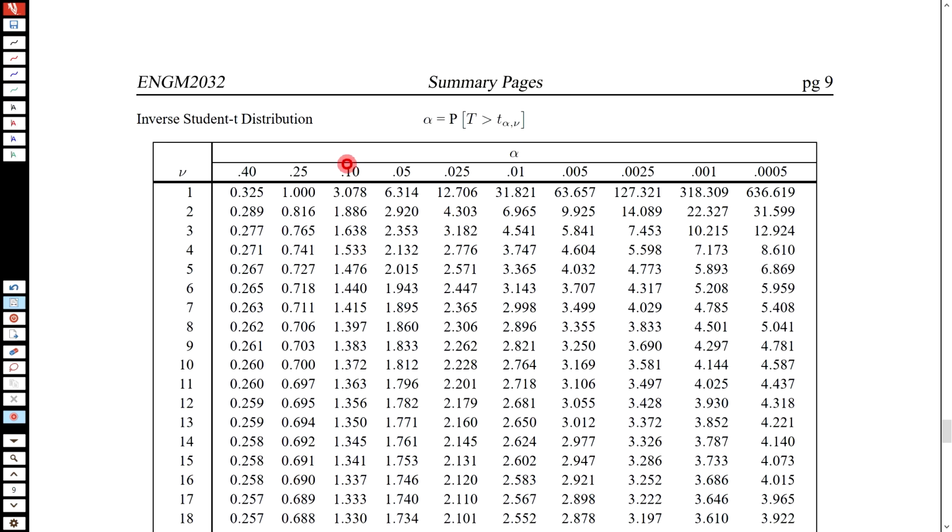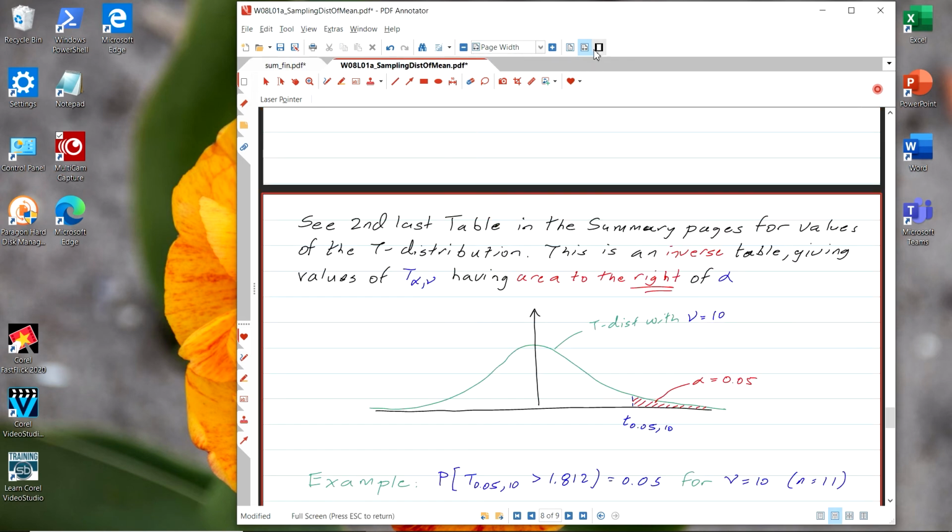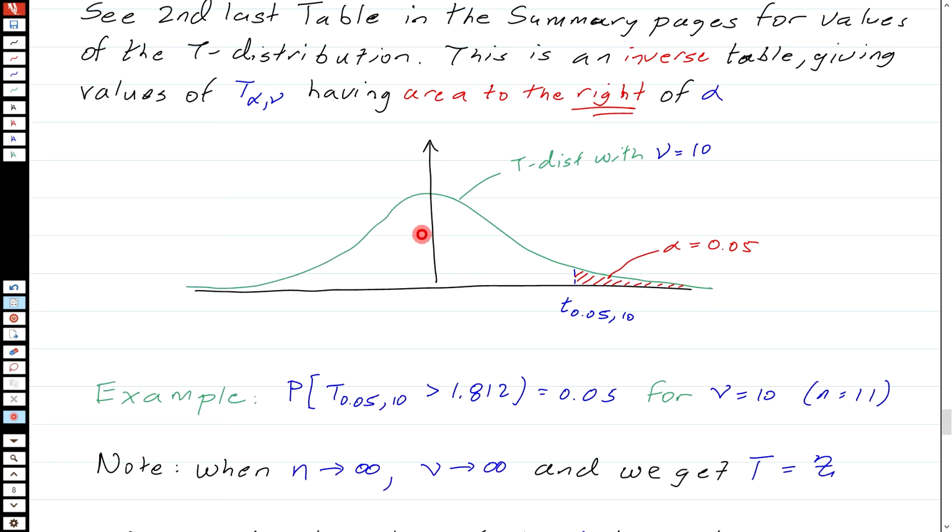Okay, so these are the values of these little t's that give us area to the right of alpha. So if we're looking for a value having area to the right of 10% or 0.1, when the number of degrees of freedom is 9, we see that that value is 1.383. So the probability that my t with 9 degrees of freedom is greater than 1.383 is equal to 0.10. Okay, let's go back to our notes. Okay, so let's look at an example.